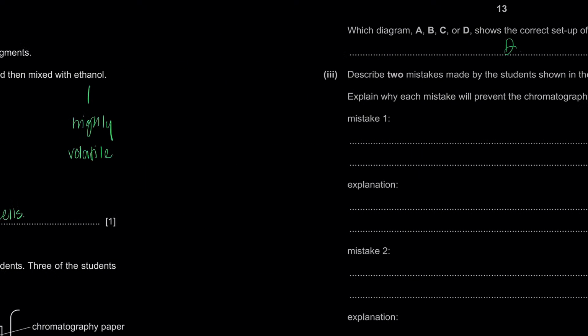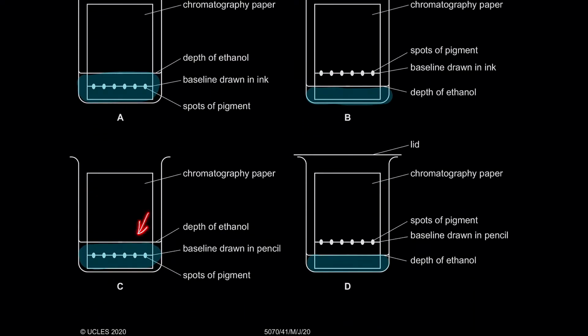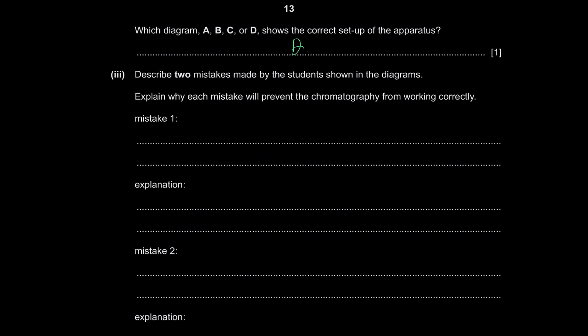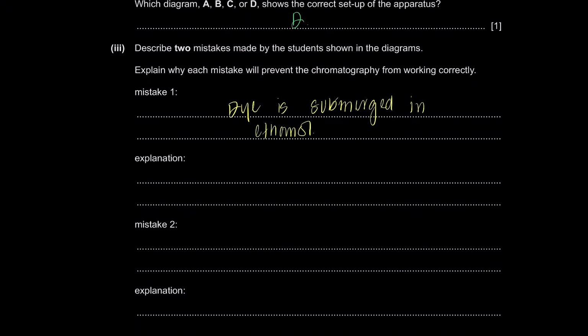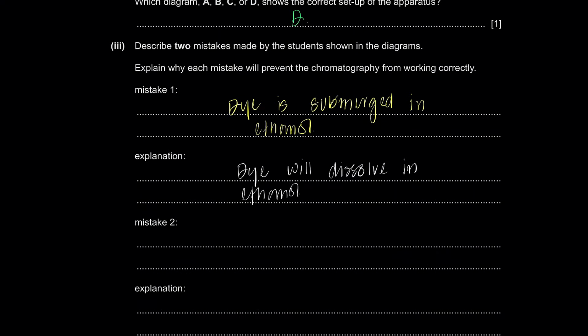Describe 2 mistakes made. So the big mistake I think is this one, right? And what would that do? Mistake 1 is the dye is submerged in ethanol. And why is that bad? Instead of going up, the dye will just dissolve in ethanol, or pigment or chemical. Right?